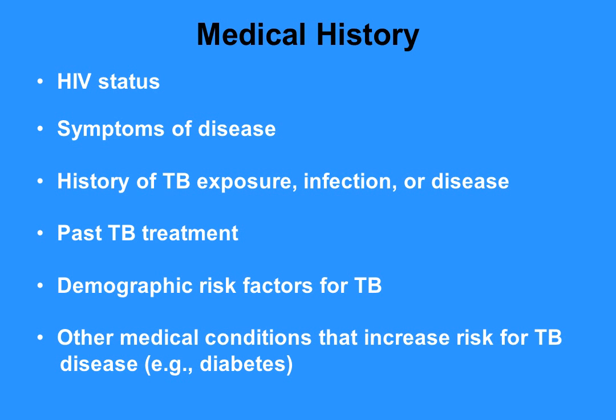In the medical history, we need to know the HIV status and symptoms of the disease, like if the patient is having fever or weight loss, any history of tuberculosis exposure in the family or neighborhood, or if the patient has a history of tuberculosis in the past, if the patient has taken any past tuberculosis treatment, if there is any demographic risk factor for tuberculosis, if the area where the patient stays is a high-risk area for tuberculosis, and any other medical condition related to decreased immunity, so that these patients have a high risk of developing tuberculosis.